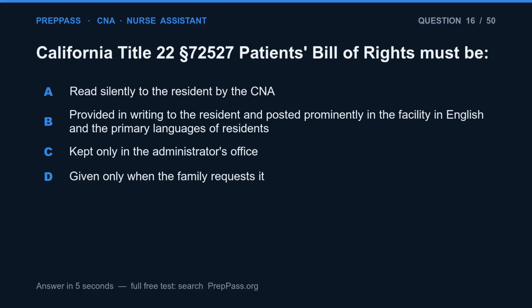Question 16. California Title 22 Section 72527 Patient's Bill of Rights must be: A. Read silently to the resident by the CNA. B. Provided in writing to the resident and posted prominently in the facility in English and the primary languages of residents. C. Kept only in the administrator's office. D. Given only when the family requests it.